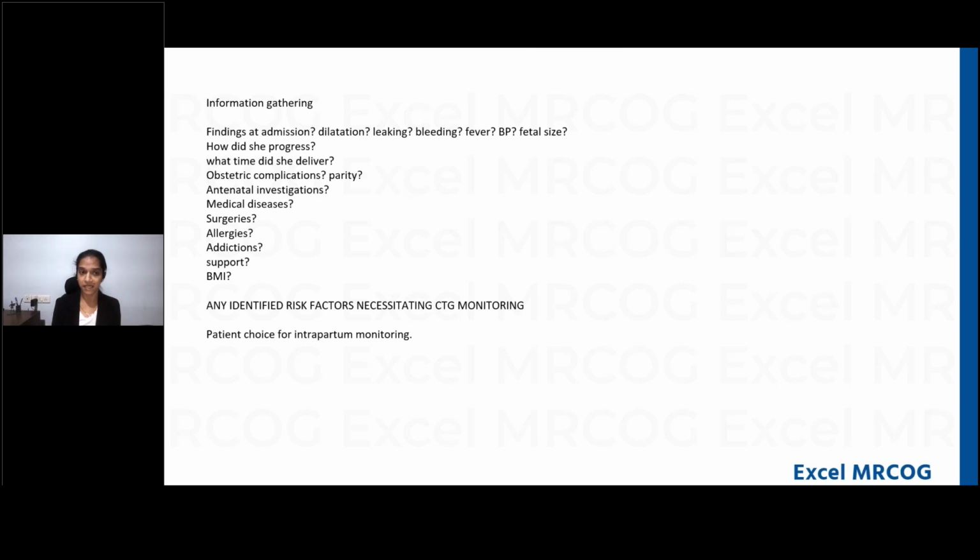Did she have any obstetric complications like preeclampsia, diabetes, anything? That is important to know because that may be the indication for the CTG. What was her parity? What were the antenatal investigations, the antenatal course, and whether she had any medical diseases. These are the history points that you ask in any laboring patient. So medical diseases, surgeries, allergies, these are safety points. Addictions is not really required, but if there is a chronic smoker, then you would want to monitor her on a CTG. Then support in labor, BMI. BMI is another risk factor.